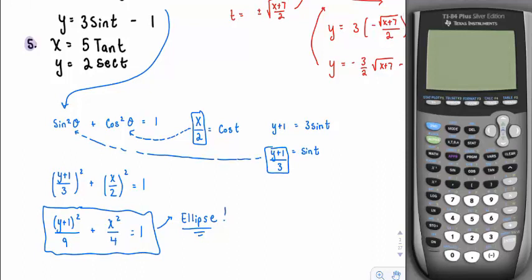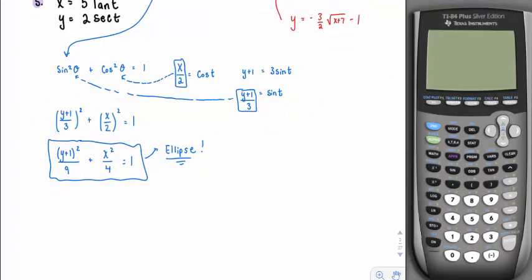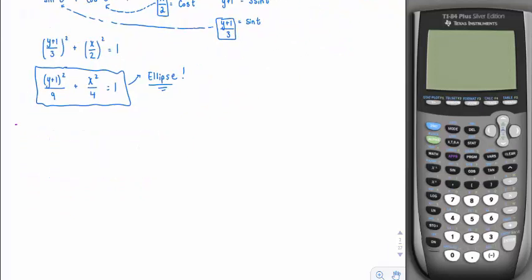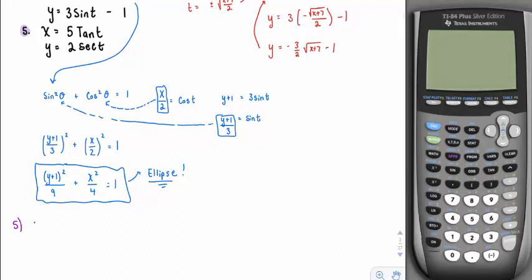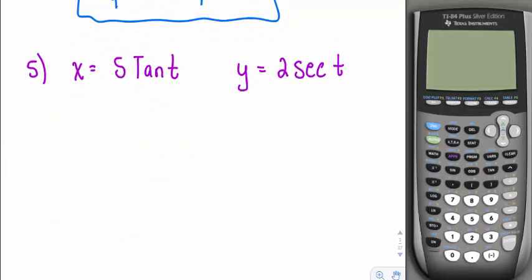I do have one more to go here. I have number 5 I want to show you guys, and that's where I'll wrap up this video. So number 5, I have to write this one back down here. I have x equals 5 tangent t, and y equals 2 secant t. And I want to eliminate the parameter. When I say eliminate the parameter, basically we're trying to get that xy function. To get this one going, we're going to have to think hard of a trig identity that uses tangent and uses secant. I'll let you think for a second.